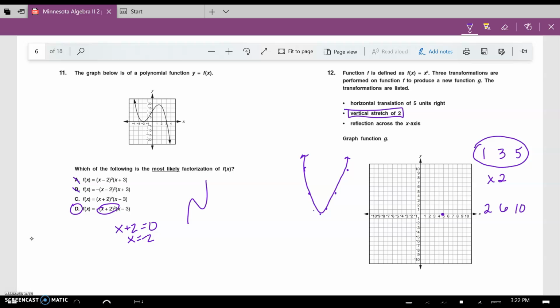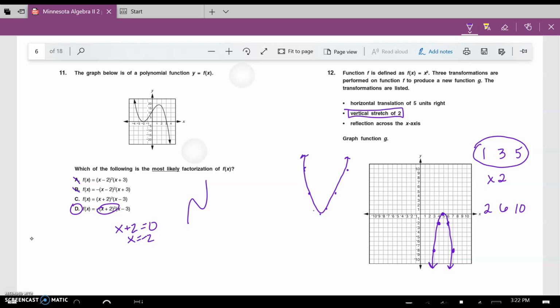And then our last transformation is going to be reflected across the x-axis. All that reflection means is that it's going to be turned upside down. So instead of going up 2 over 1, we're now going to go down 2 over 1. And then next comes 6, so down 6 over 1. And then I can't go down 10, so that's as much as I can do. And then I also have to reflect it to the other side and make a U shape since it is a quadratic.